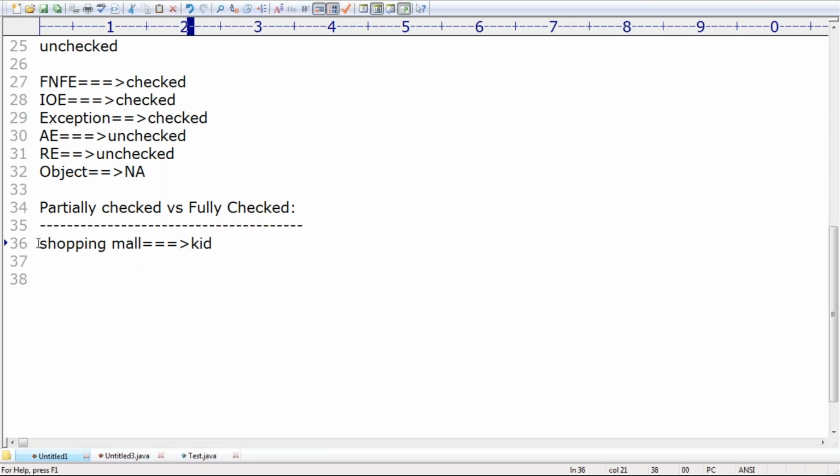No. Sir, this type of checking is called partial checking. This type of checking is nothing but partial checking. Only parents should be checked, but the child need not be checked. Such type of checking is by default considered partial checking. Remember that, sir.